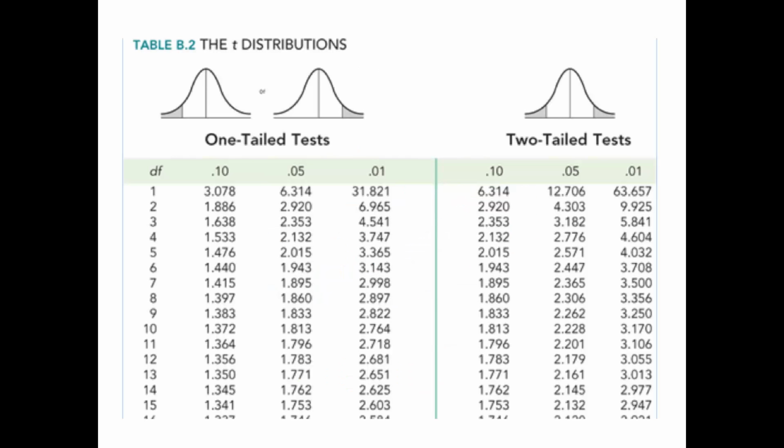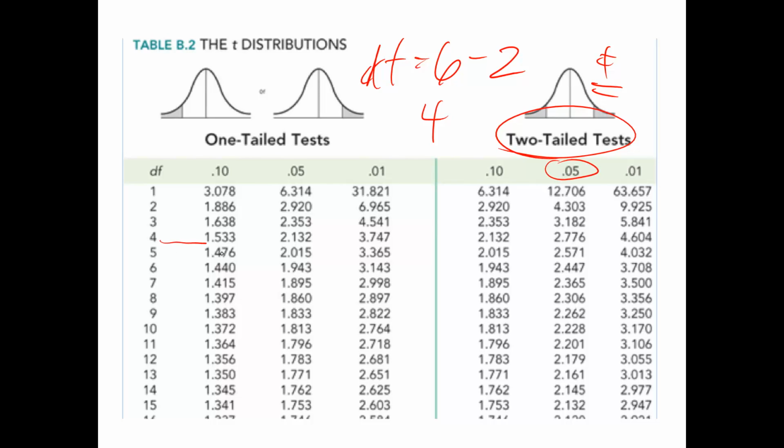Now, for step 4, we need the degrees of freedom. So degrees of freedom is n minus 2, 1 for x, 1 for y. So there are 4 degrees of freedom. We use a two-tailed test because we did equal to and not equal to. And I'm going to use 0.05 because the problem told me to. So I'm going to come across here at 4. And so it's plus minus 2.776. So plus and minus 2.776.